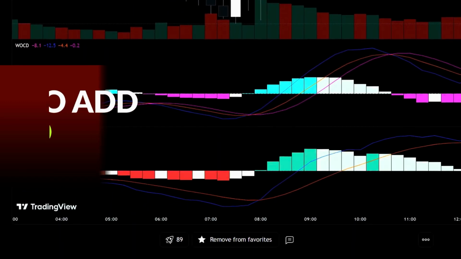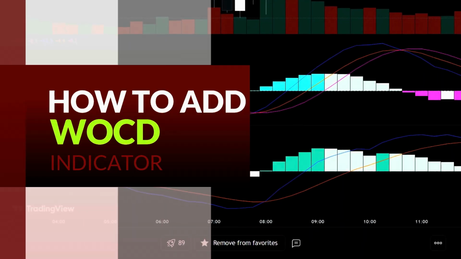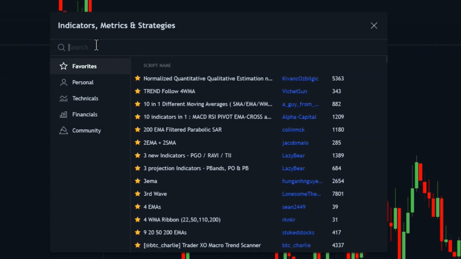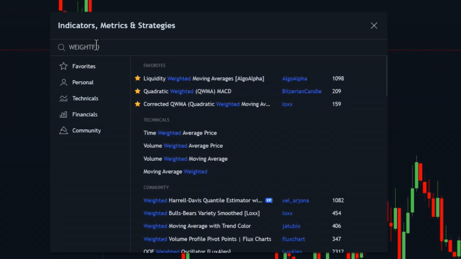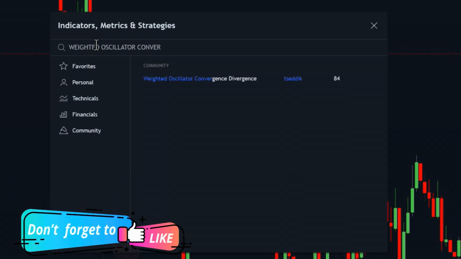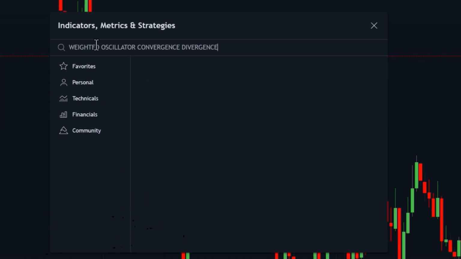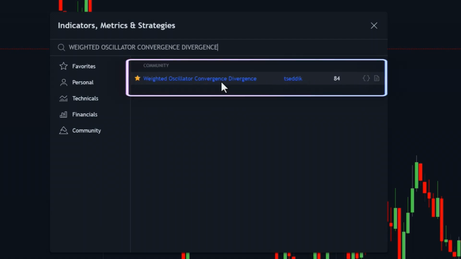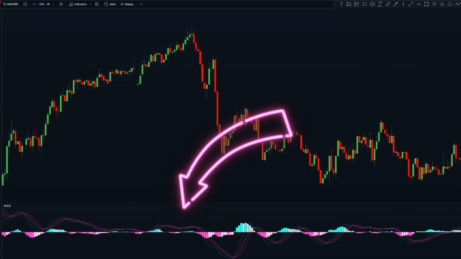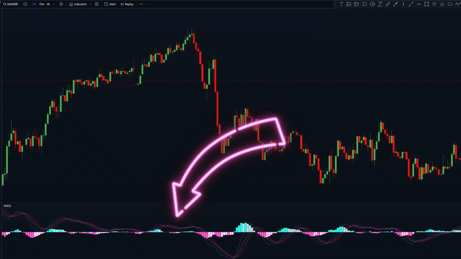How to add WOCD to your TradingView chart? Well, adding the WOCD to your chart is so simple. First, open TradingView. In the top toolbar, you'll see the indicators button. Click on it and then type in Weighted Oscillator Convergence Divergence and hit enter. From the search results, click the WOCD indicator to add it to your chart. Once the indicator is added, you can customize its settings to fit your trading style.